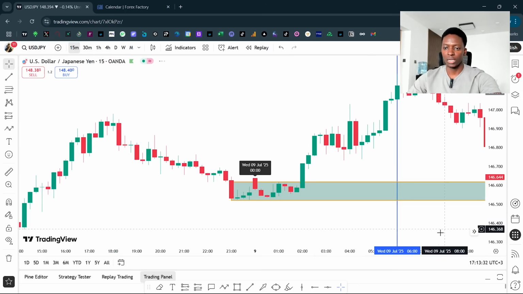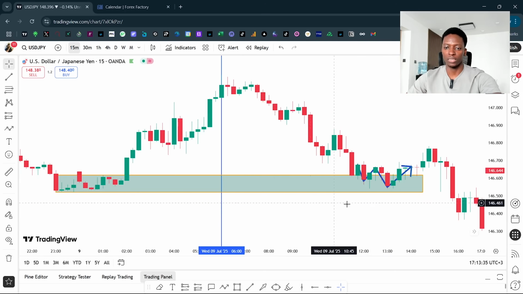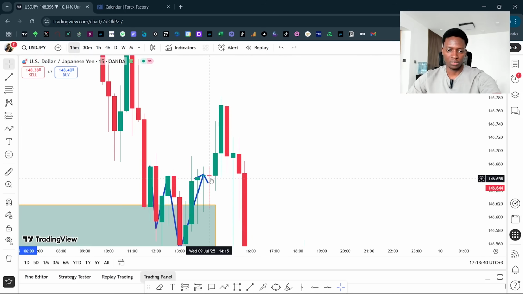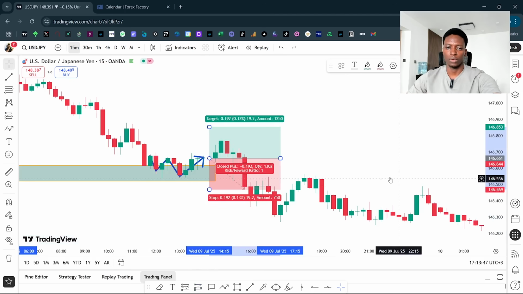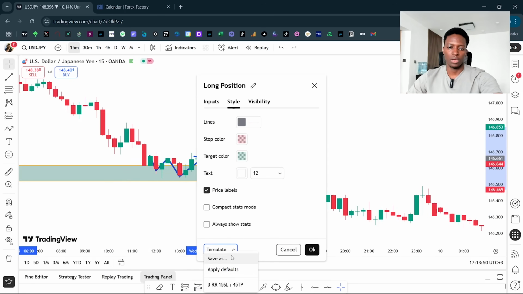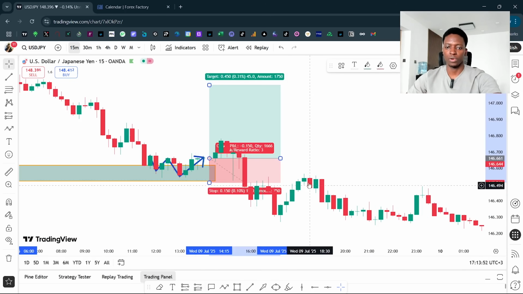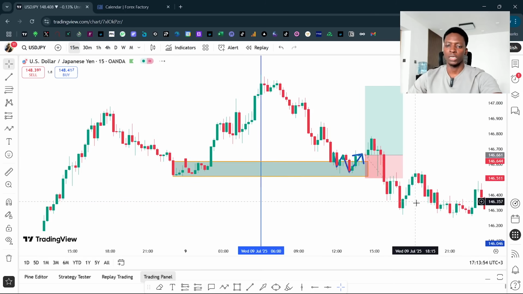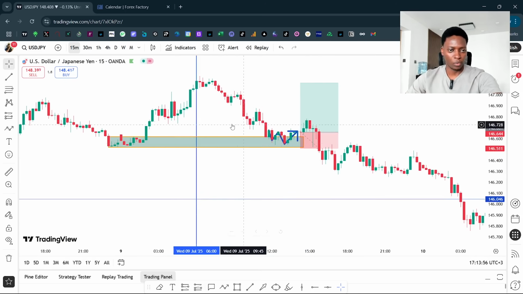So I went ahead and at 2:15, while the retest was happening, which is here, I took my long position anticipating that this setup would work in my favor. So my stop loss was at 15 pips and my take profit was at 45, aiming for a risk to reward of 1:3. So that is how I took my bullish setup on UJ.